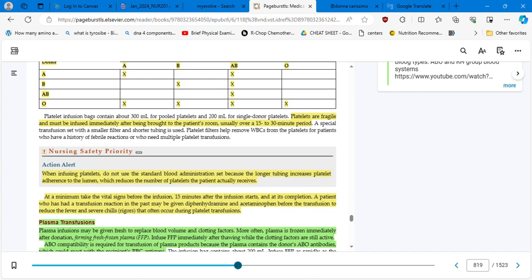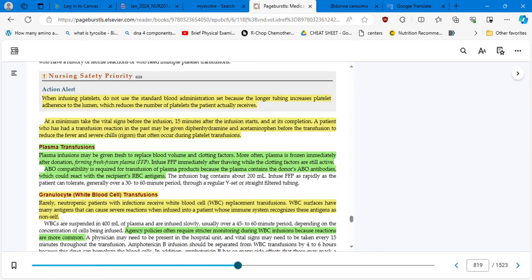Platelets are fragile and must be infused immediately after being brought to the patient room, usually over 15 to 30 minutes. Safety priority: when infusing platelets, do not use the standard blood administration set because the longer tubing increases platelet adherence to the lumen, which reduces the number of platelets the patient actually receives.